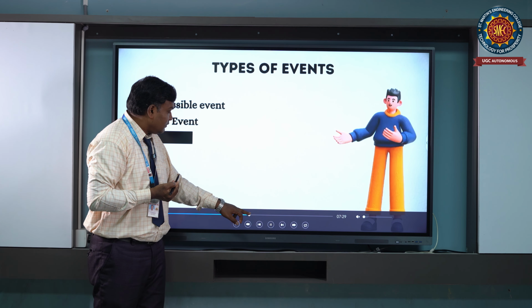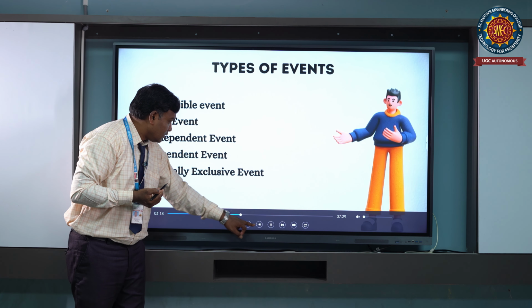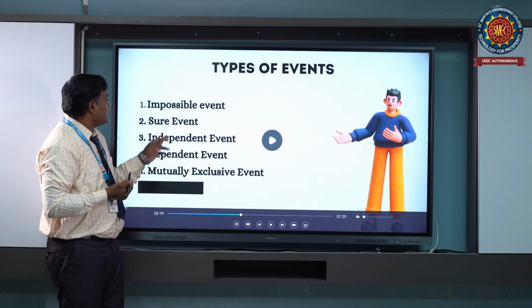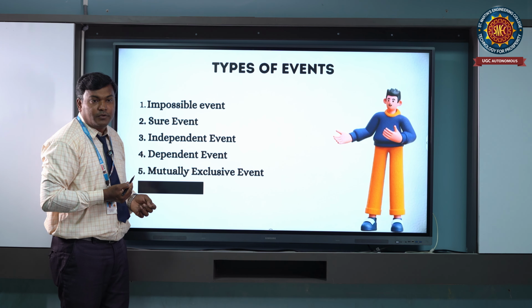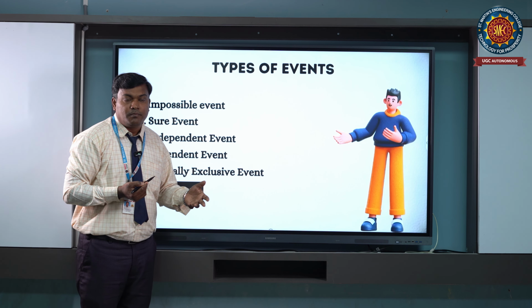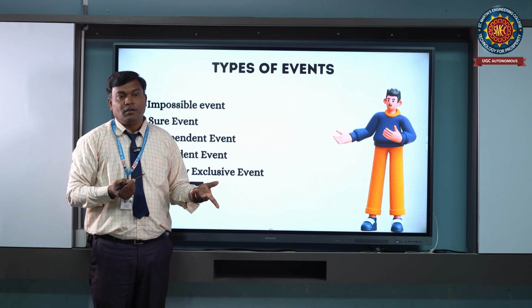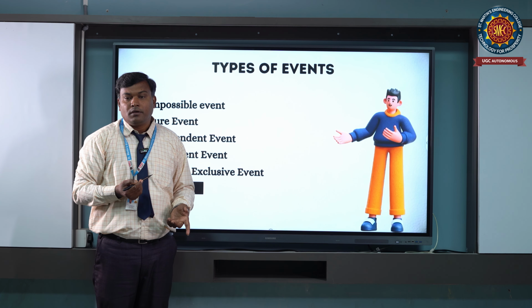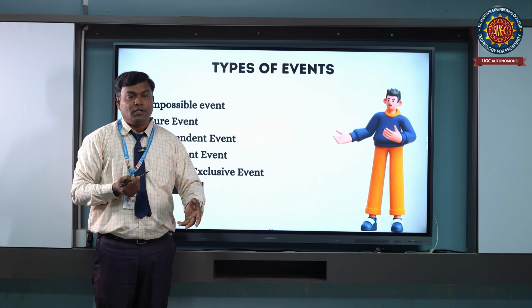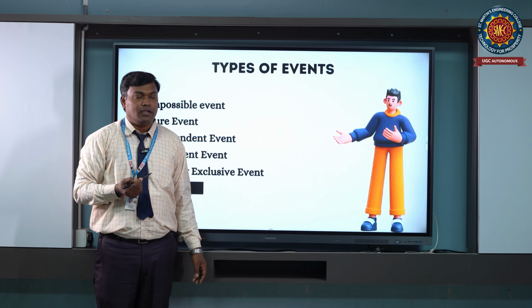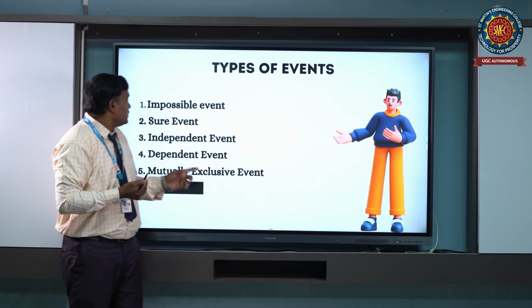Among the types of events, we have seen the impossible event. For example, if you throw a die, what is impossible? Getting 7 is not possible. The die has 6 faces, having the numbers 1, 2, 3, 4, 5, 6. So 7 is impossible, and this is an impossible event.